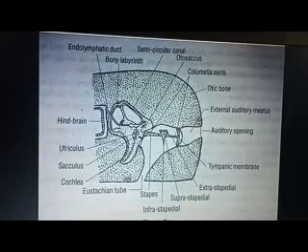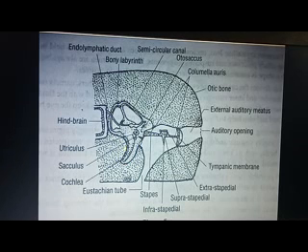Now let us see about the internal ear of the bird. The internal ear is located inside a membranous structure. This is called a membranous labyrinth, which in turn is located inside a bony chamber of the skull. This is called the outer one, which is located outside the membranous. This is called a bony labyrinth.